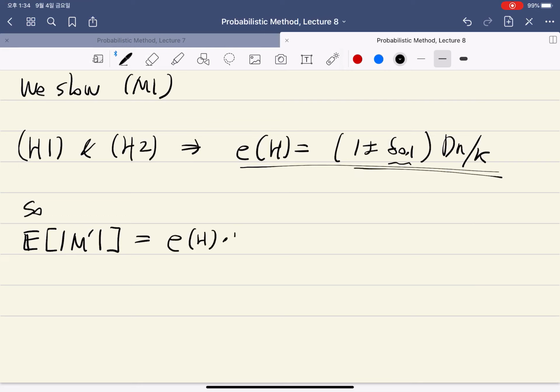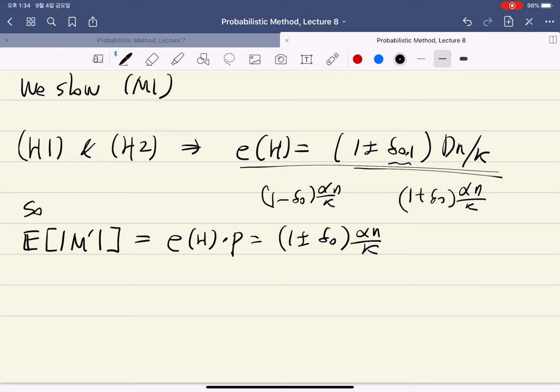Each of these edges is there with probability P. So P is alpha over T. So this is some number between this. So again, if we write it this way, then it's at least this and at most this.